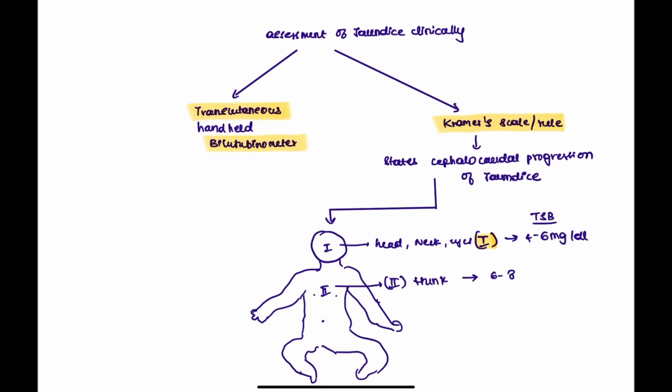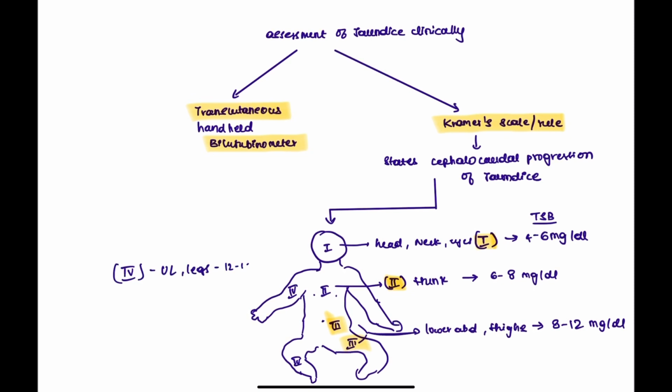The third zone includes the lower abdomen and the thighs, which shows approximately 8 to 12 mg per deciliter of total serum bilirubin. The fourth zone includes the entire upper limbs and the legs, indicating approximately 12 to 14 mg per deciliter of total serum bilirubin. And finally, the fifth zone, where yellowish discoloration can also be seen in the palms and the soles, indicates a TSB level of more than 15 mg per deciliter.